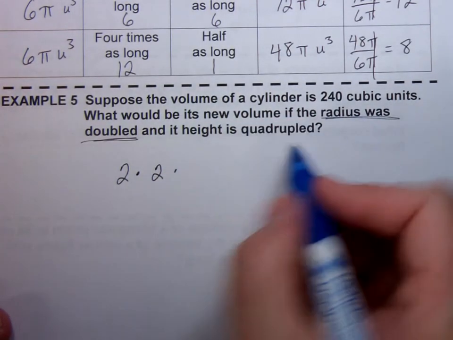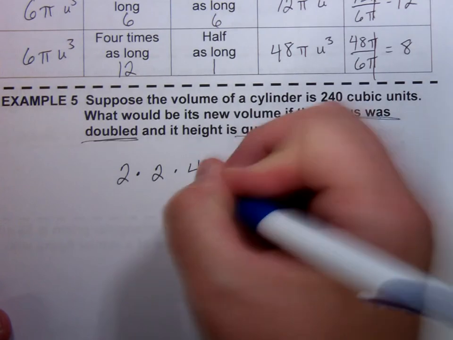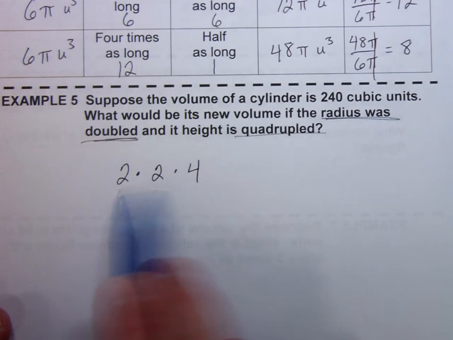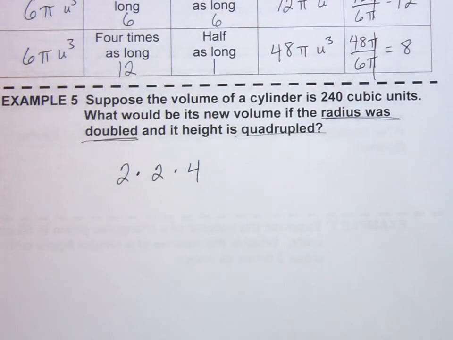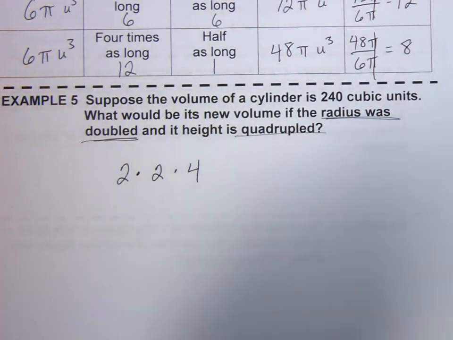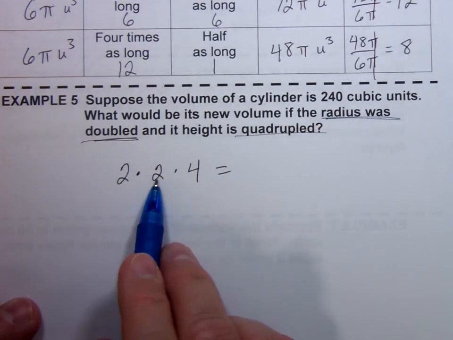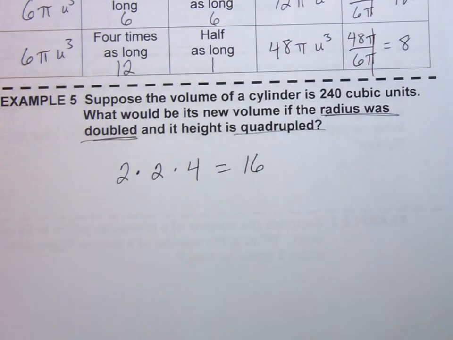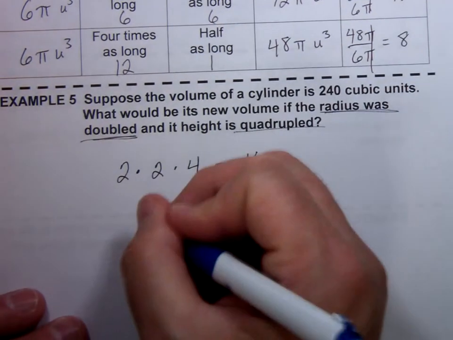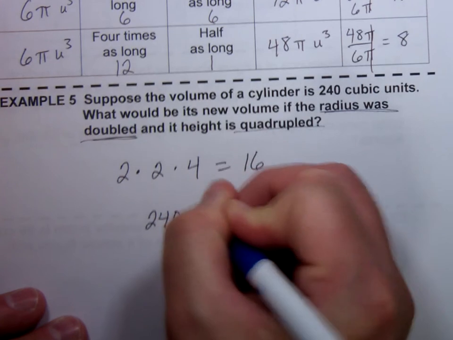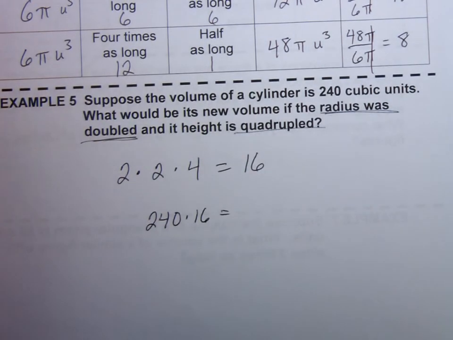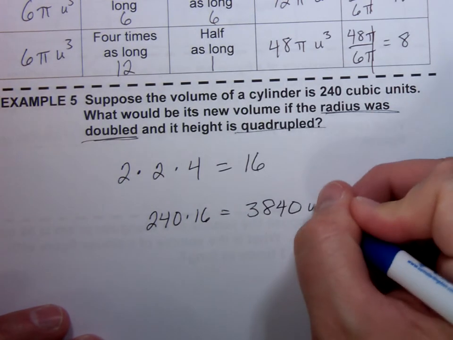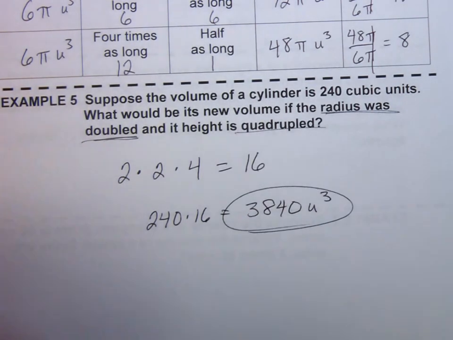And the height is quadrupled, which means it's multiplied by 4. So 1 dimension is being multiplied by 4, and 2 of the dimensions are being multiplied by 2. So I have what each of the 3 dimensions is being multiplied by. And we multiply. 2 times 2 is 4. 4 times 4 is 16. So the volume is going to be 16 times larger. So then I just take the original volume of 240 and multiply it by 16. And I know that the new volume is going to be 3,840 cubic units.